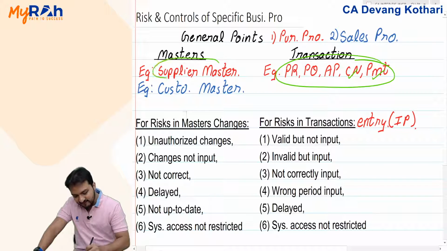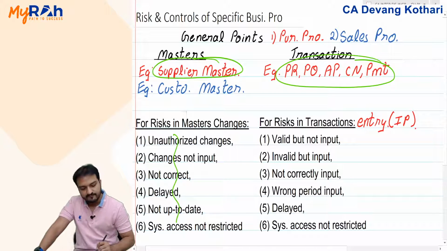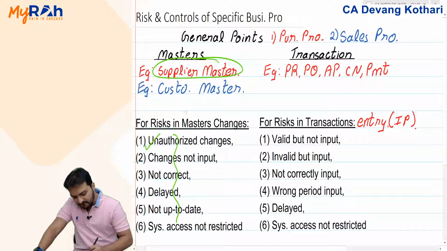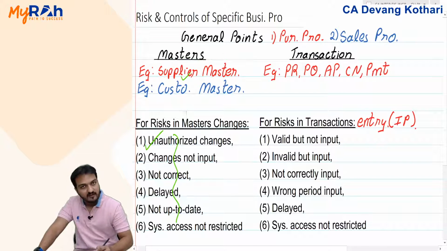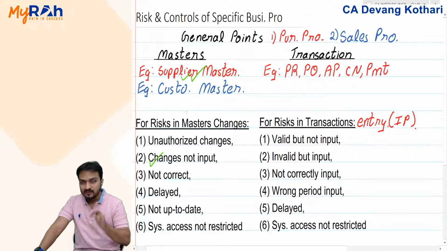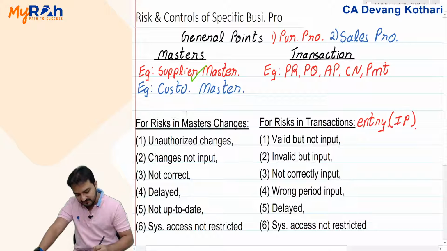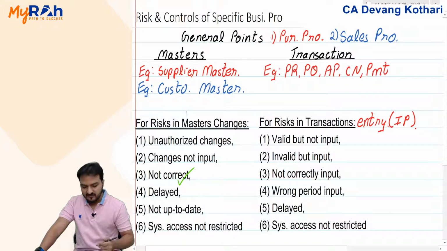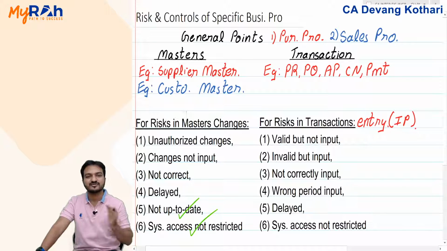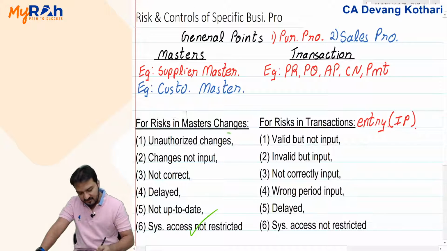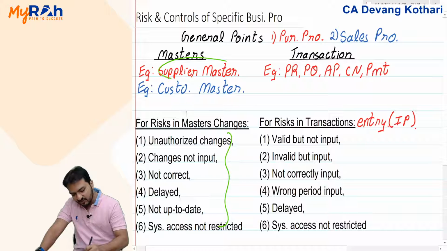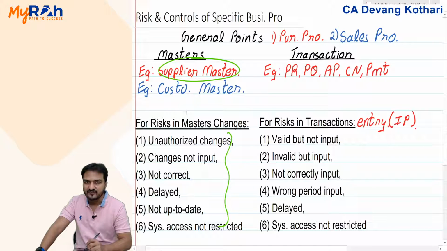Now, in case of master, these are the risks involved. Like risk of unauthorized changes in the supplier master, risk of changes not input in the supplier master, changes there but not input in the master, or changes not correctly input, changes input are delayed, or changes are not up to date in the master, and access to the supplier master is not restricted to authorized people. These are the risks involved in case of supplier master. Can you draft that? Yeah.